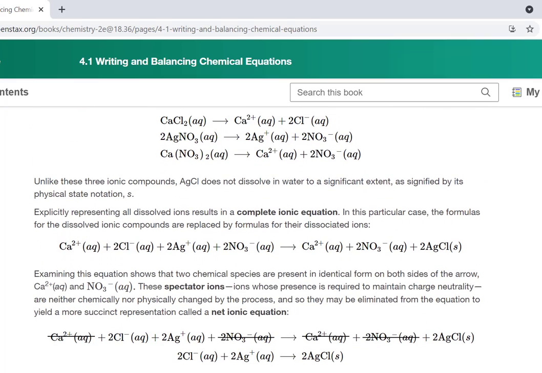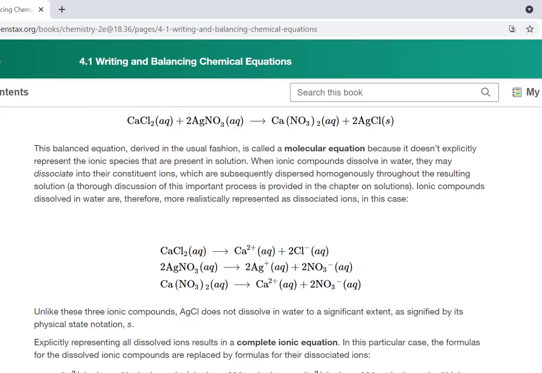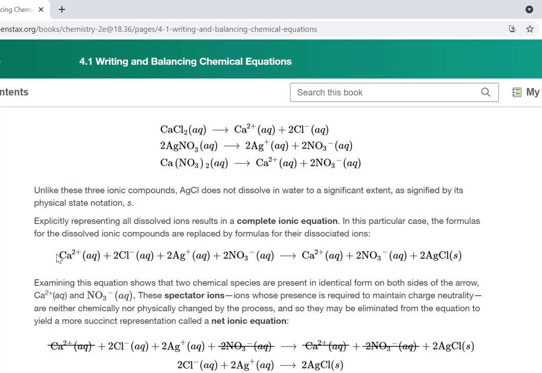Okay, so what we can do is look at how we broke each of these down, and then we can write that in this form. There's a lot going on here, but this is called the complete ionic equation. Sometimes it's called the total ionic equation. And what we're showing here is the substances dissolved in water existing as the ions that we know they do exist as. So when we have calcium chloride dissolved in water, it exists as calcium ions and chloride ions. So we're showing the actual form in which they exist.